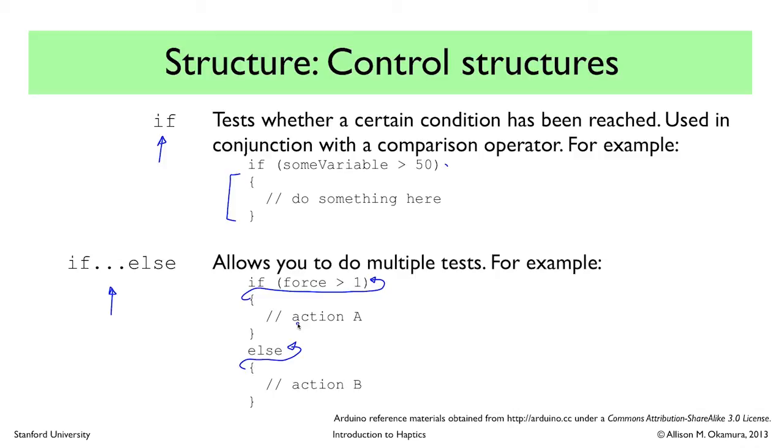You can also do an else if statement in addition. So if you wanted to down here write else if, you could have another statement, force is less than -1, then you can have an action, and then there could still be another else statement that would happen at the end, like for action C.